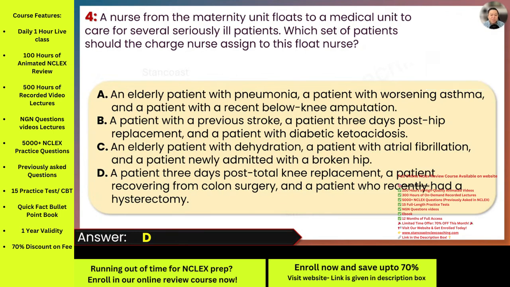Okay, so you have to keep in mind that the maternity nurse could manage a hip replacement, but not if the assignment also includes a high-risk patient. So you got to choose the most predictable, stable group that matches their experience.